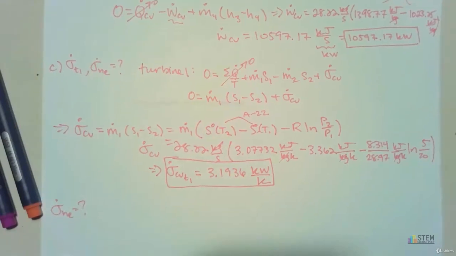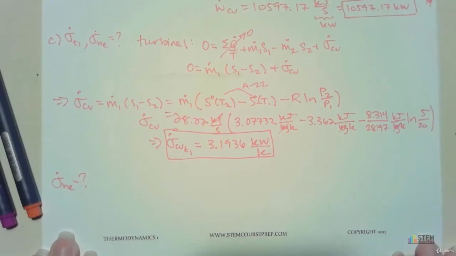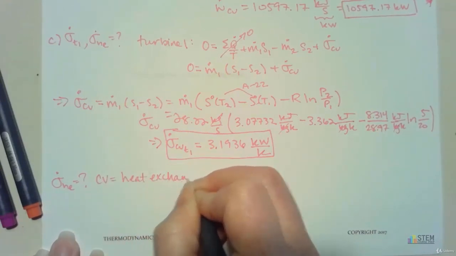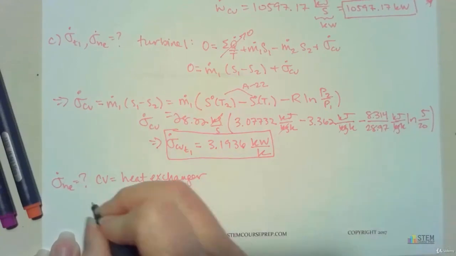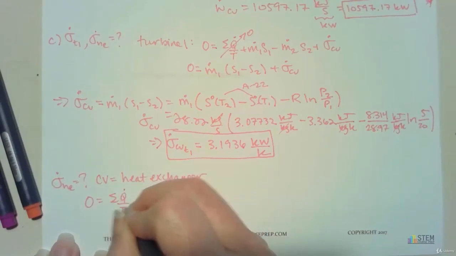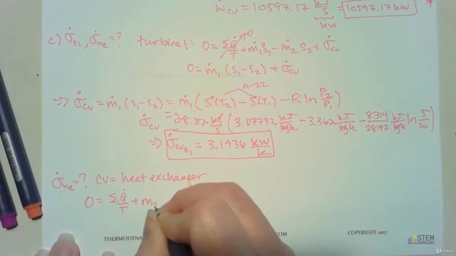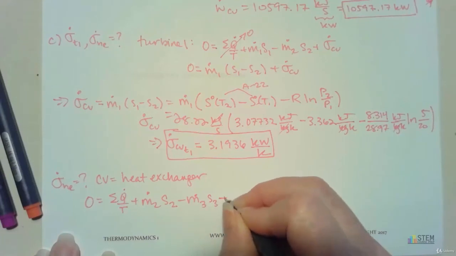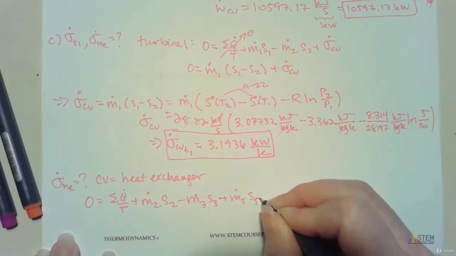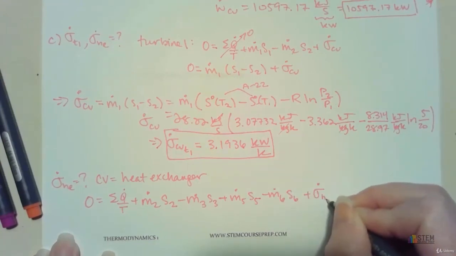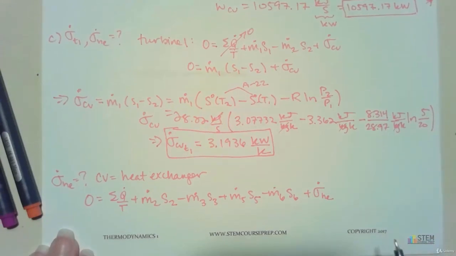Alright, so let's do that next part. Now you're going to come up with your control volume again. This time you want to look at the whole heat exchanger. So let's put control volume equals the heat exchanger. If we do that and write out our equation, it's still steady state, so that goes to 0. And we've got sigma Q dot over T plus m2 dot s2 minus m3 dot s3 plus m5 dot s5 minus m6 dot s6 plus sigma dot for the heat exchanger.